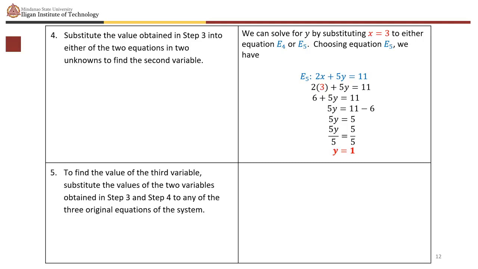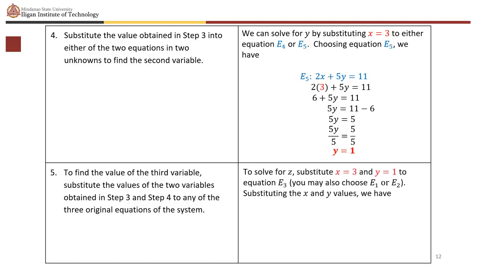To find the value of the third variable, we can substitute the values of the two variables obtained in step 3 and step 4 into any of the three original equations of the system. Then to solve for z, we can now substitute x equal to 3 and y equal to 1 into equation e sub 3. And you can also choose e sub 1 or e sub 2, so that when we substitute the x and y values, we now have the following.